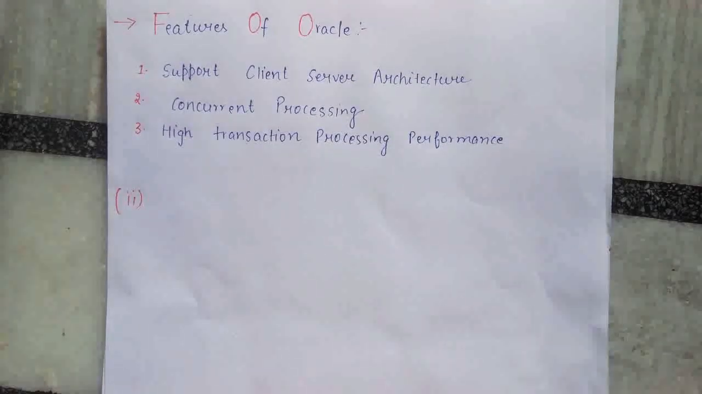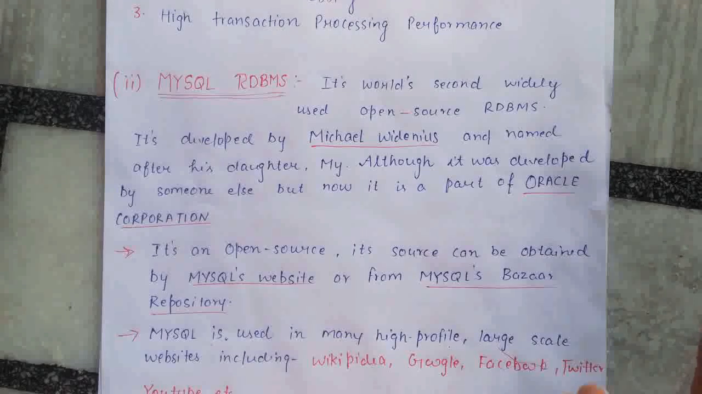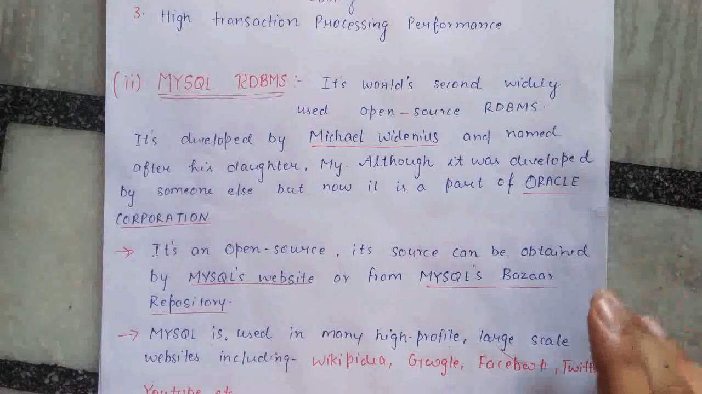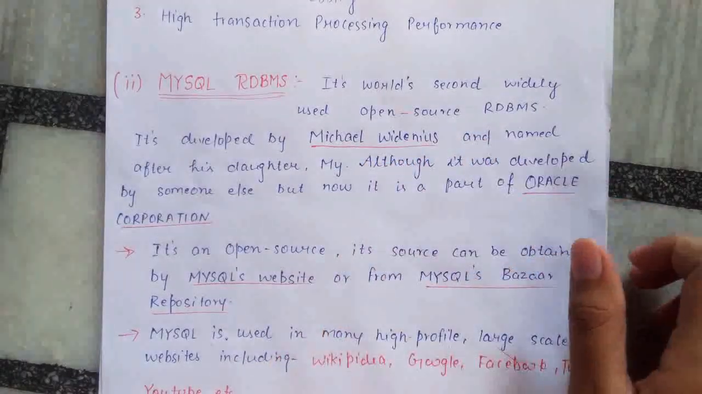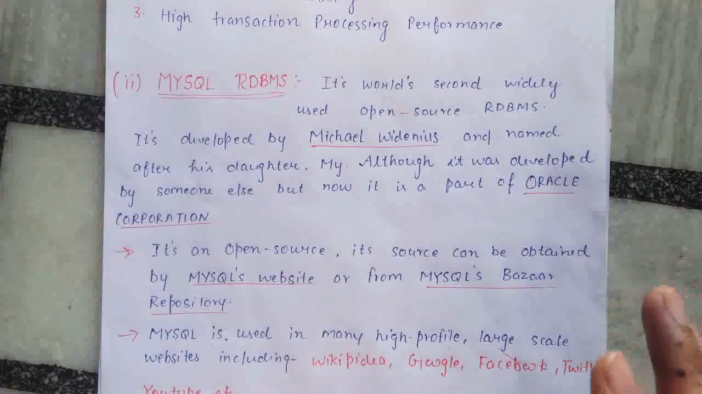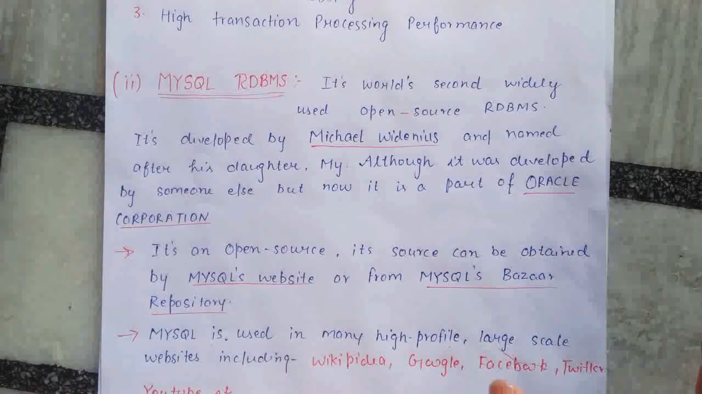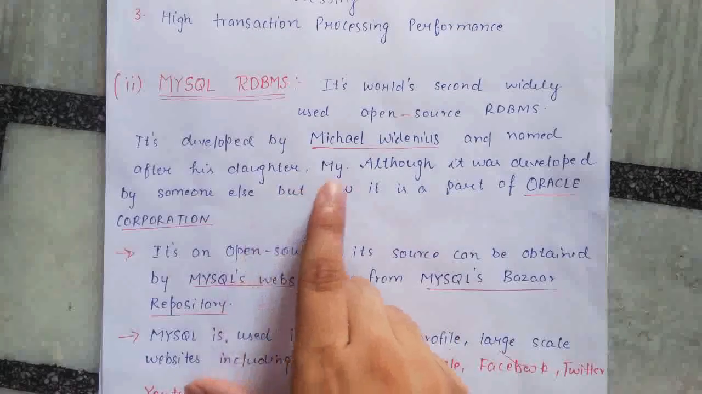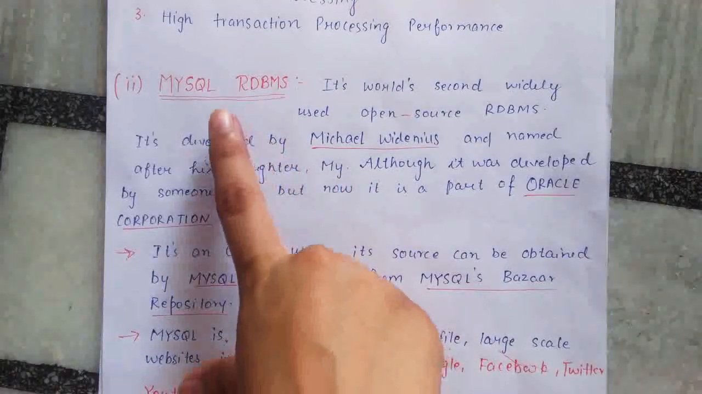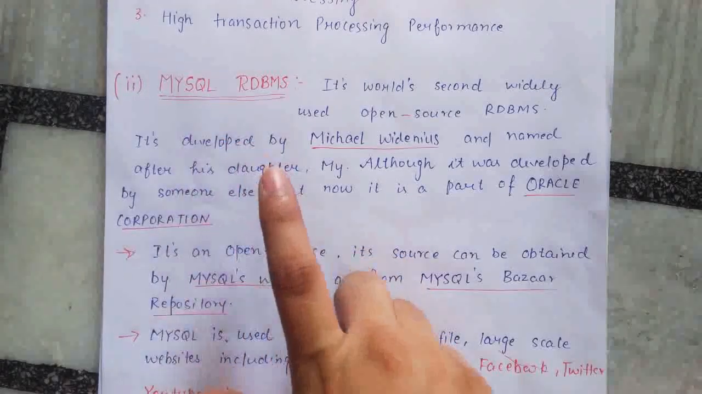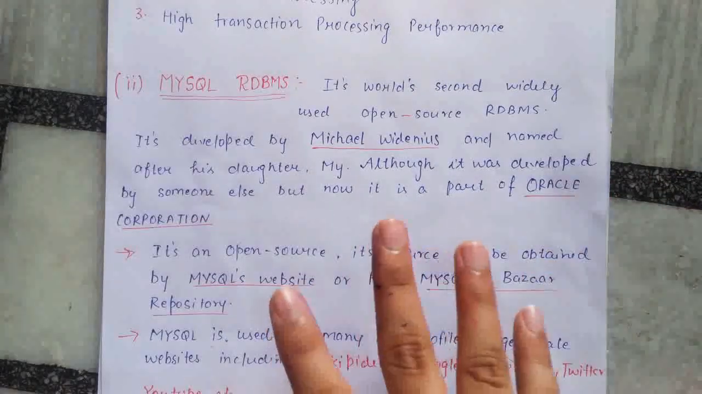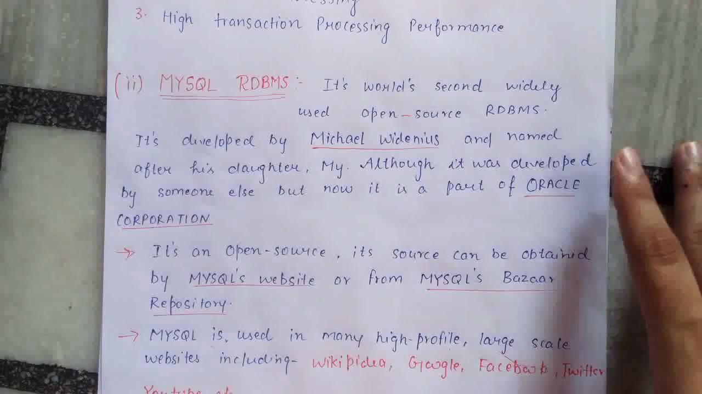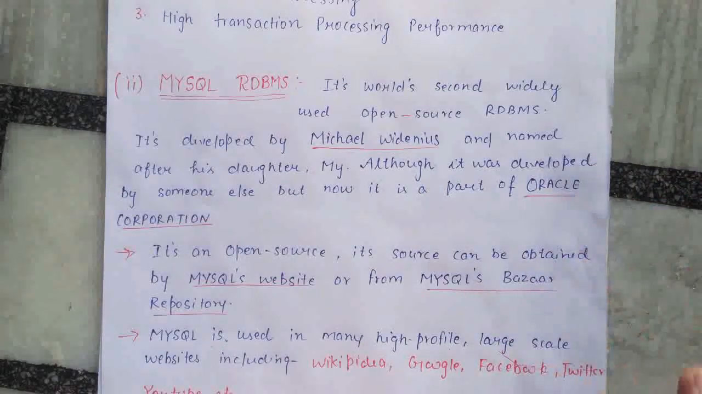Now let's move towards the second type. The second most widely used RDBMS is MySQL. See, it is an open source RDBMS as we know, and it is developed by Michael Widenius. He is the developer of MySQL, and the name MySQL is taken from the name of his daughter, My. So on the name of his daughter, the name of this RDBMS is held, that is MySQL. Although MySQL was developed by Michael Widenius, now it's a part of Oracle Corporation. Oracle Corporation has acquired this RDBMS and now it is part of the Oracle company.